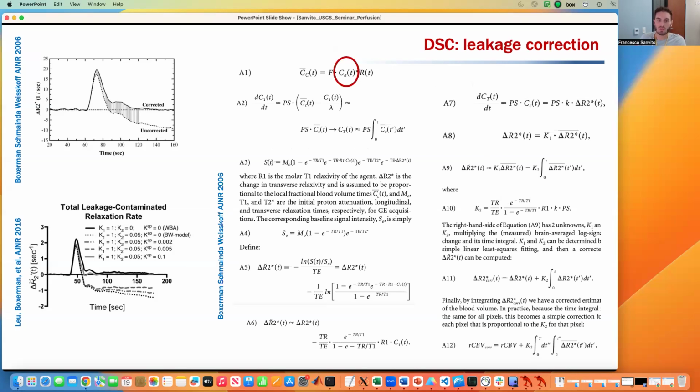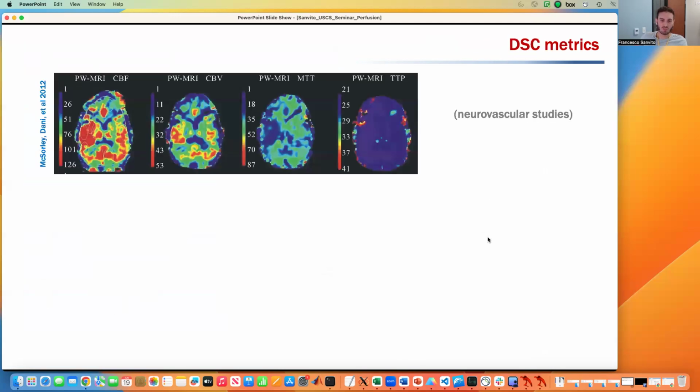But what's important to understand is this item. To perform the leakage correction, we again need the arterial input function. So we thought we got rid of the arterial input function to simplify the relative CBV calculation, but unfortunately we're back. We're back and we're again forced to use arterial input function to perform leakage correction. So this is an overview of DSC metrics. These are CBF, CBV, MTT, a lot of metrics that are usually used in neurovascular studies.